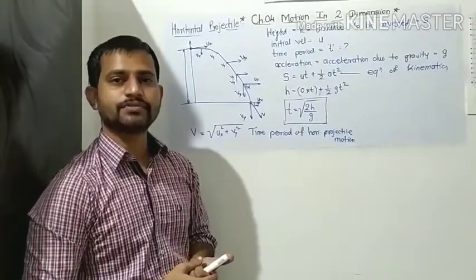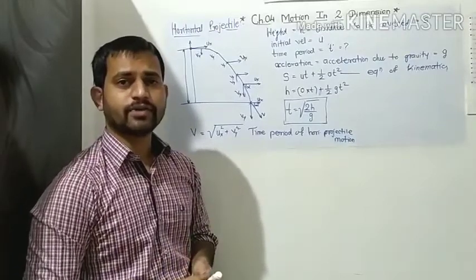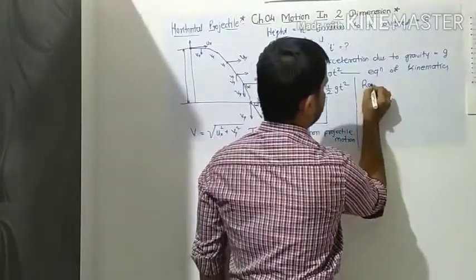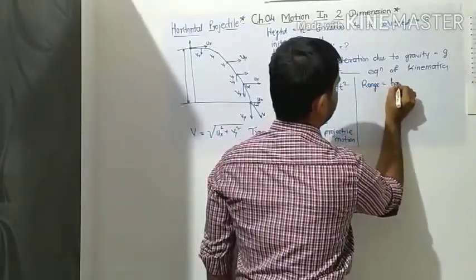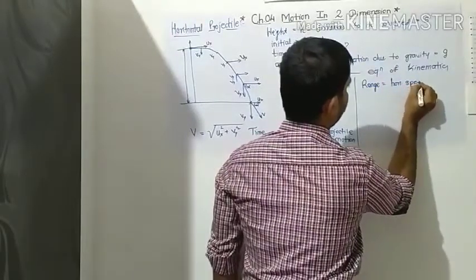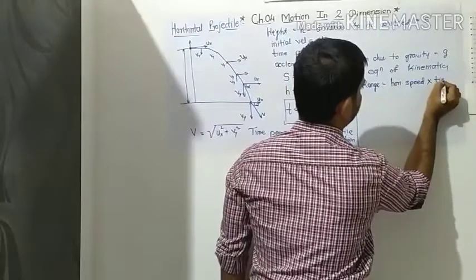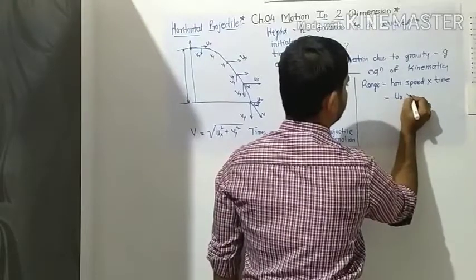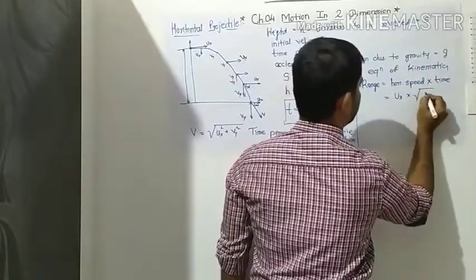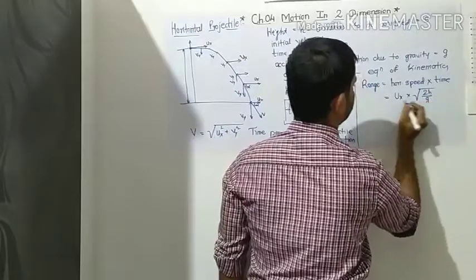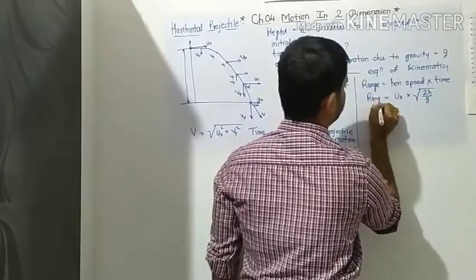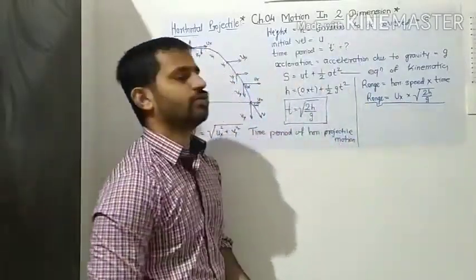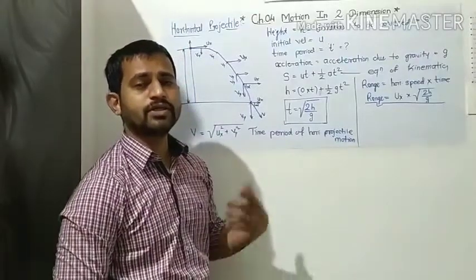So what is the velocity here? It is the horizontal velocity. So the range is equal to horizontal speed into time. The range will be equal to the horizontal speed, that is ux, into the time period, that is the square root of twice h upon g. So ux into the square root of twice h upon g will give us the value of the range.